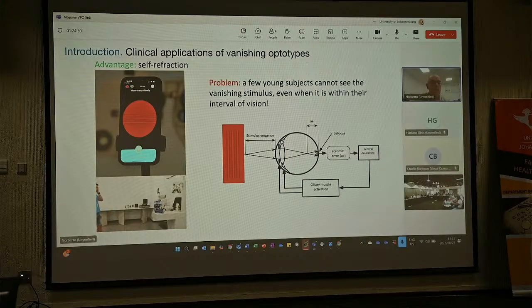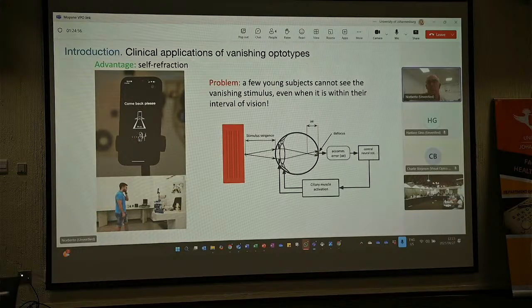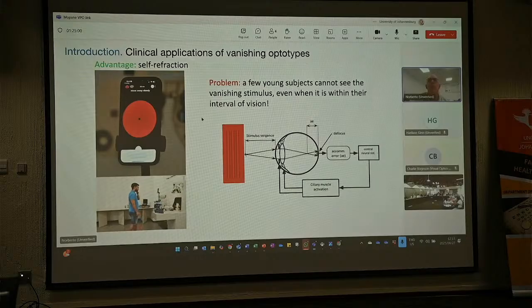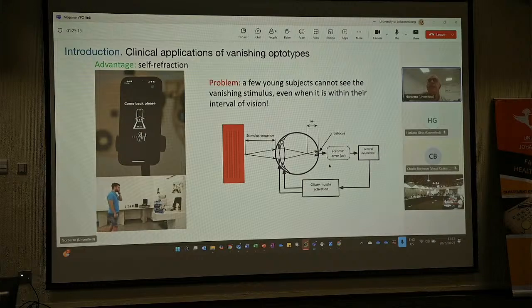So there was something already with accommodation that's not working well. It just was in a few subjects. So we were interested in what's happening here. We have one hypothesis in mind: that the stimulus is in the interval of clear vision, but it's out of focus. Okay, then the accommodation system.